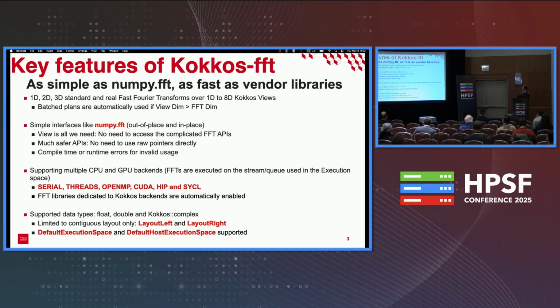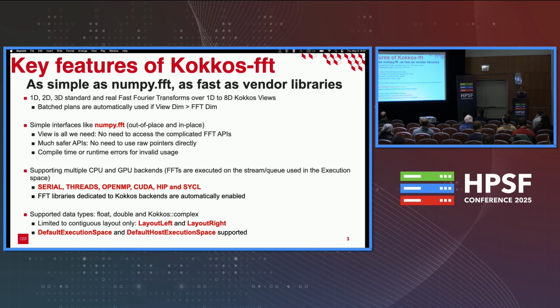This slide summarizes the key features of kokkos-fft. It is as simple as NumPy, but as fast as vendor libraries. It supports 1D to 3D standard and real transforms, 1D to 8D Kokkos views, and batched plans are automatically used if the view dimension is larger than the FFT dimension. The simple interface like NumPy supports out-of-place and in-place transforms, and a view is all we need. No need to access the complicated FFT APIs, the APIs are much safer, and there is no need to use raw pointers directly. And there are compile time or runtime errors for invalid usage.